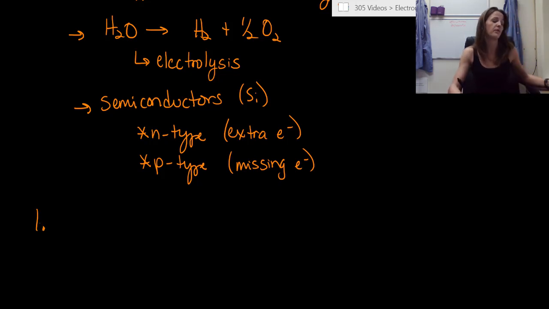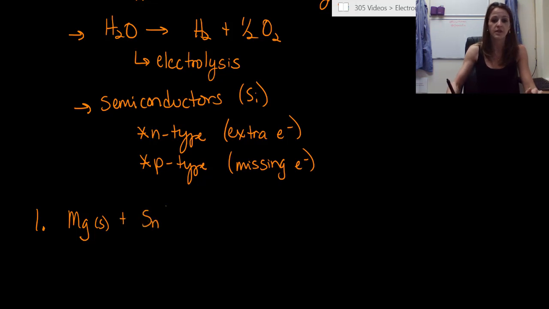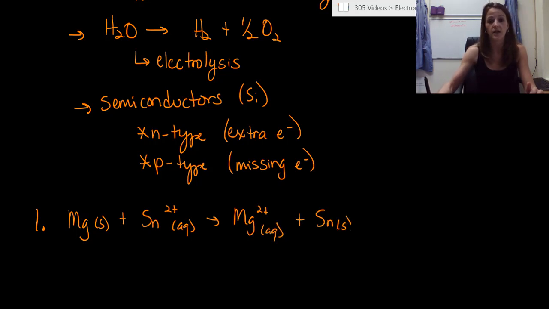But in terms of the application process, it primarily has to do with the doping or your half reaction. So let's practice both of those. Question 1. If I give you magnesium solid, we treat it with tin 2 plus in the aqueous state, and it goes to magnesium 2 plus also in the aqueous state, and tin solid. My question is, can you please write out what the oxidation half reaction is?